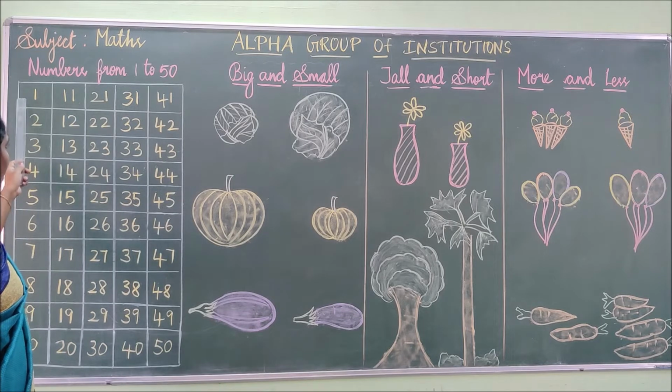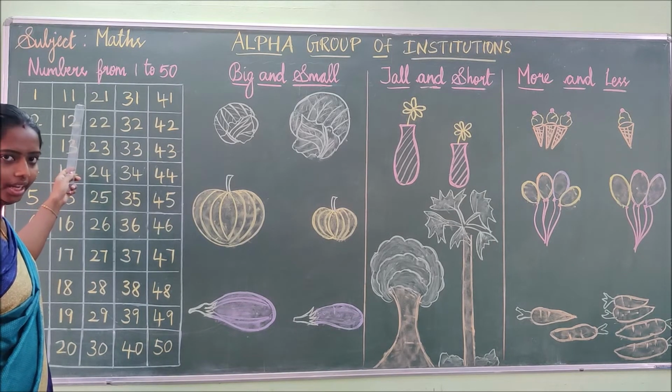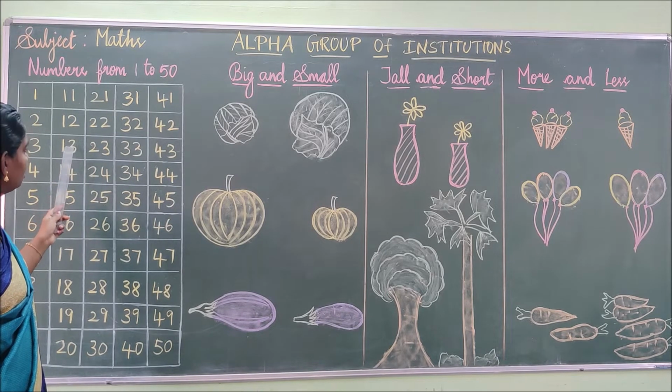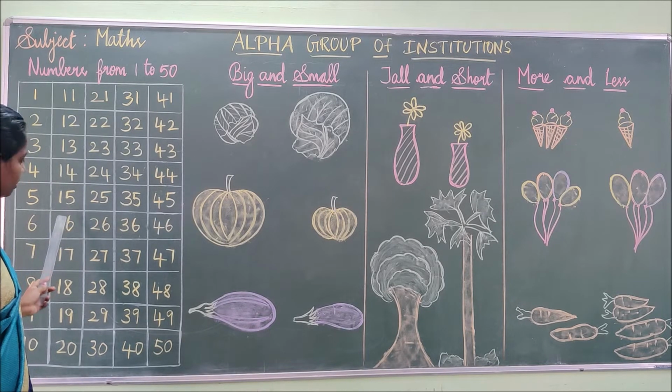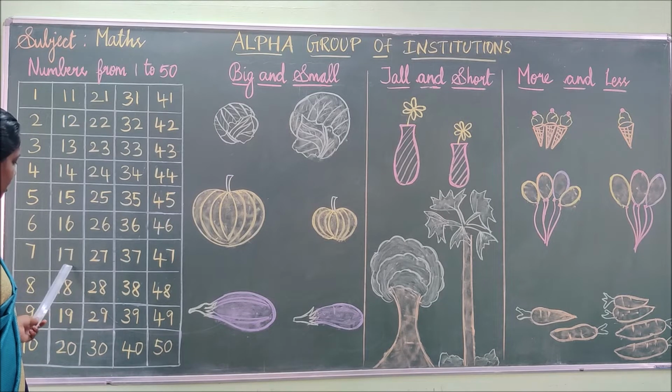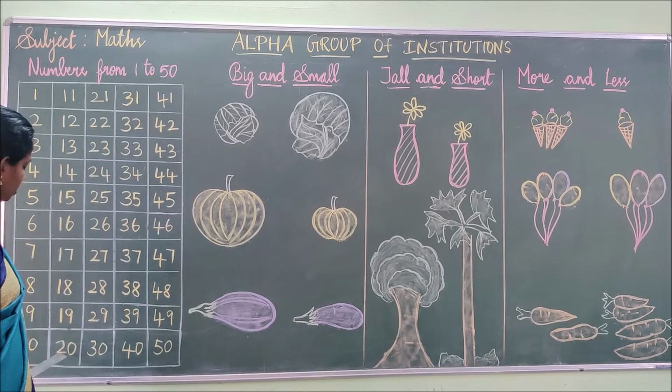Okay, see. 1, 2, 3, 4, 5, 6, 7, 8, 9, 10. And then 11, 12, 13, 14, 15, 16, 17, 18, 19, 20. And what number will come next to 20?